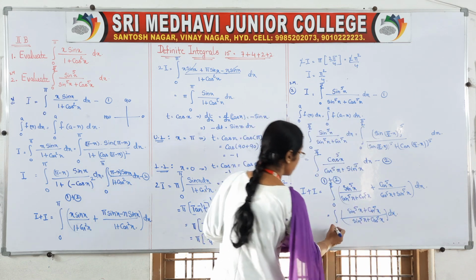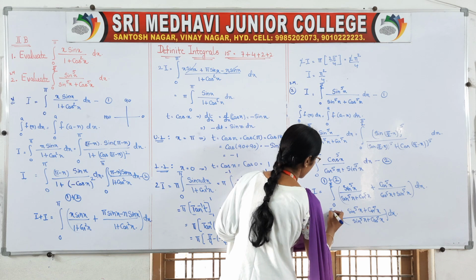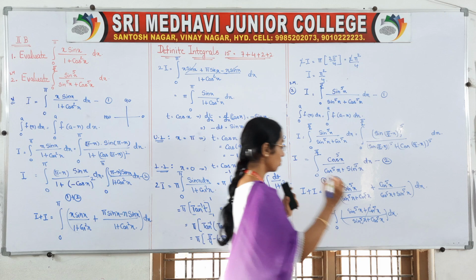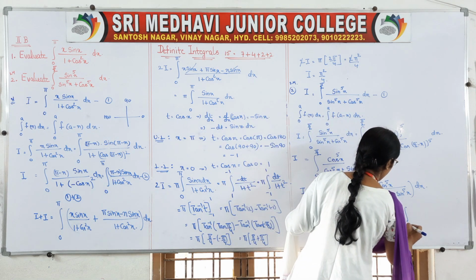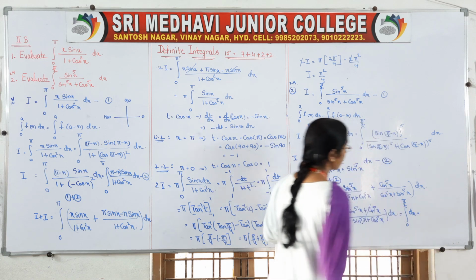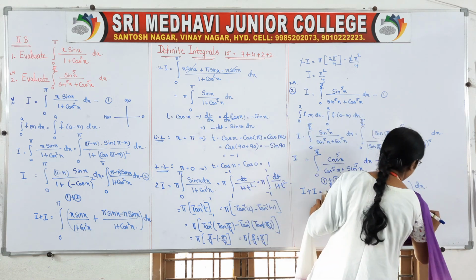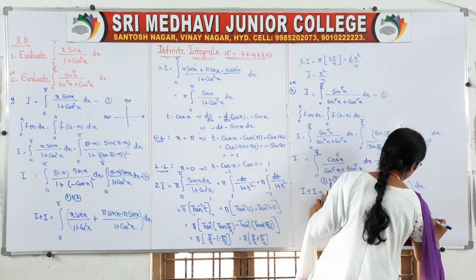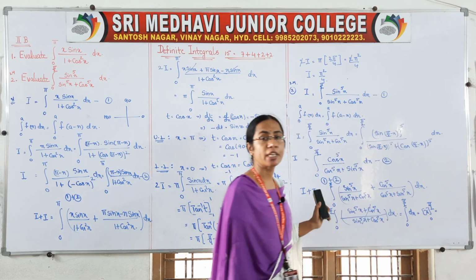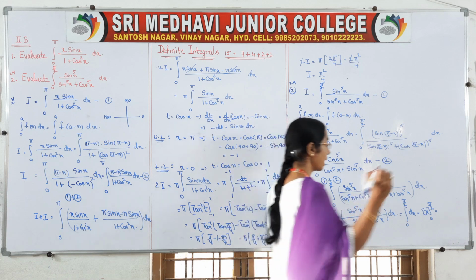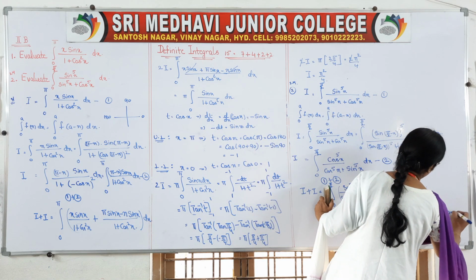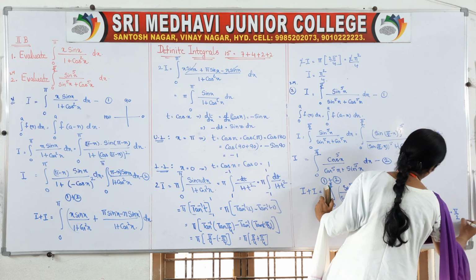So what are the limits? 0 to pi by 2. Both will get cancelled. Now the leftover value is integral 0 to pi by 2 dx. Integral dx is x, so it is x from 0 to pi by 2. In x place, first you take the upper limit, then minus the lower limit. So it is pi by 2 minus 0, it is pi by 2.